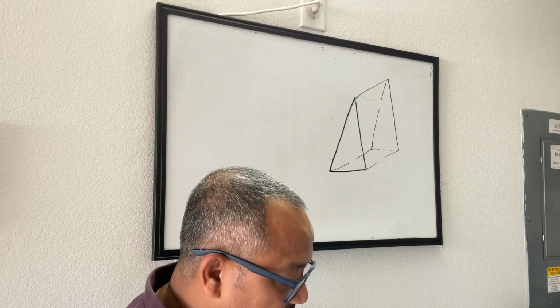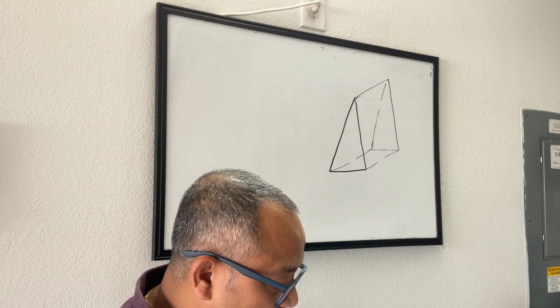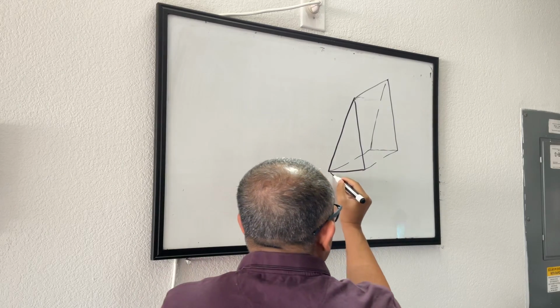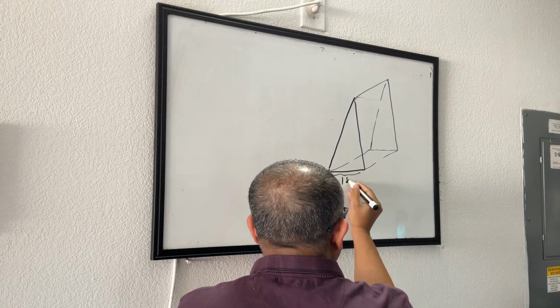The internal width of the townhouse is labeled as 11 feet. The internal width, so this width, is 18 feet.